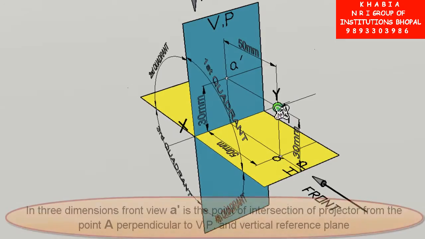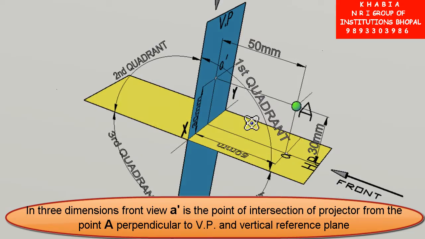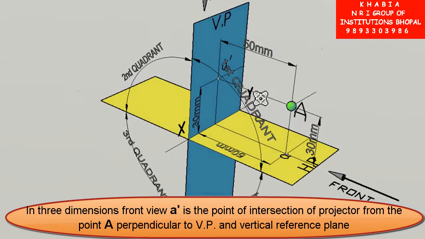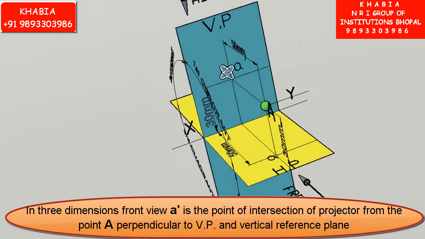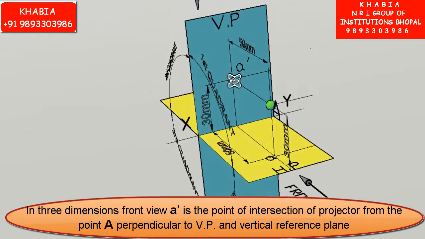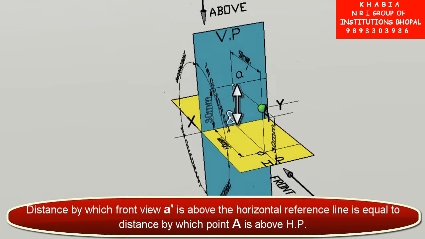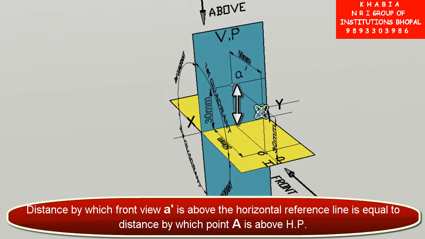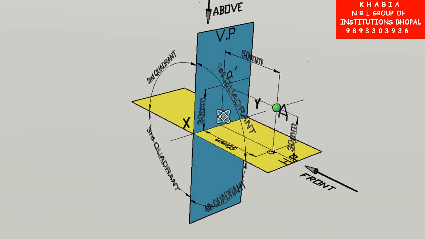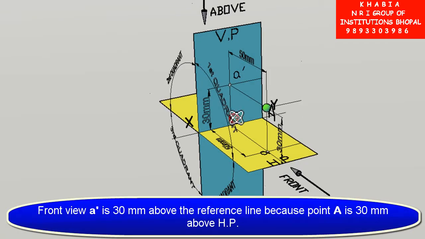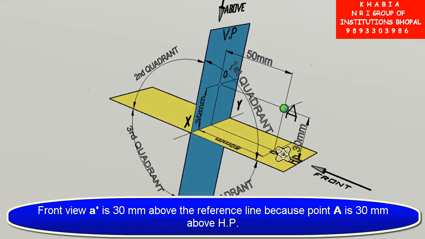To obtain front view of point A, we draw projector from the point A perpendicular to vertical reference plane, and this projector intersects the vertical reference plane at A dash, and A dash is the front view of the point A. You clearly observe that distance by which front view is above the reference line is equal to distance by which point A is above HP. That is, front view A dash is 30 mm above the reference line because point A is 30 mm above HP.